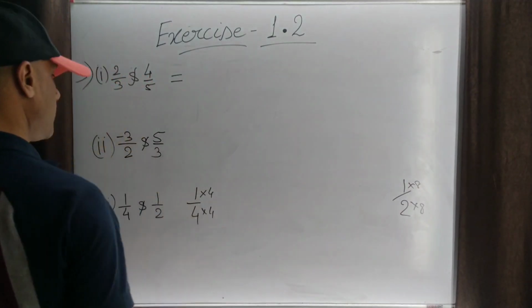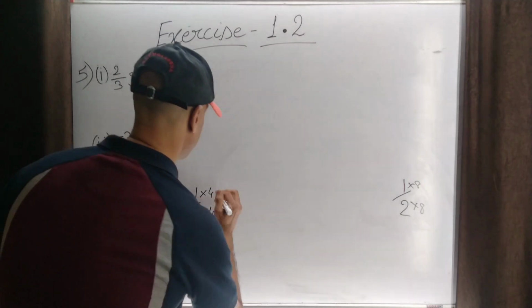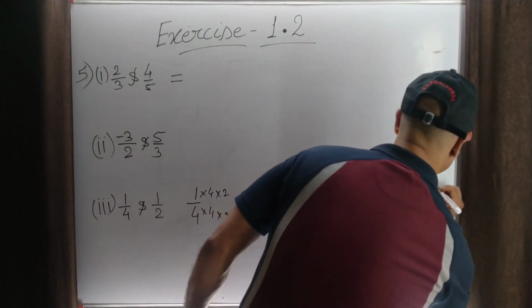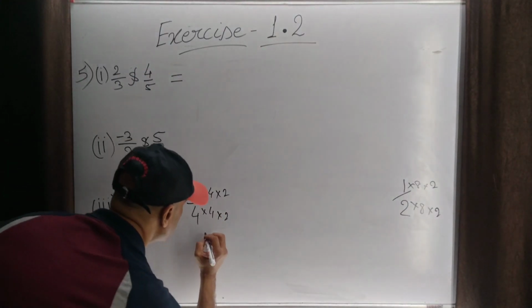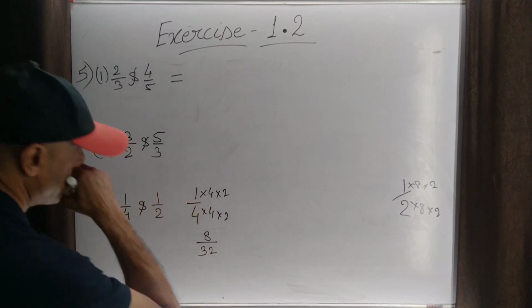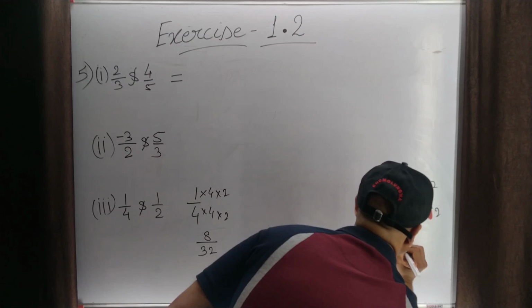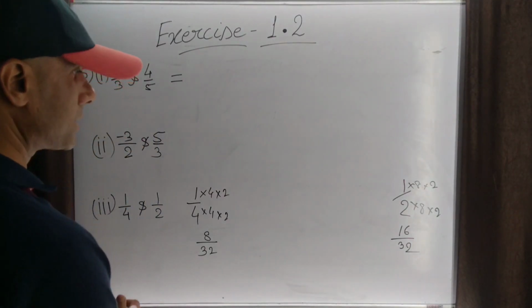Let's make it 32. To make it 32, we'll again multiply by 2, here we multiply by 2, here we multiply by 2. Okay. So let's see what you get. This becomes 8 by 32. Okay. And here we get 16 by 32. So let's move on to the number line.